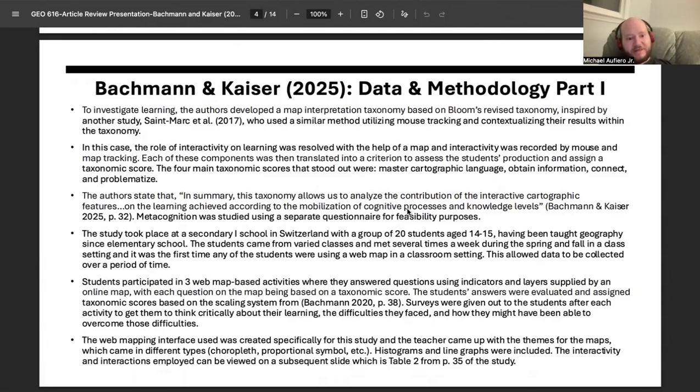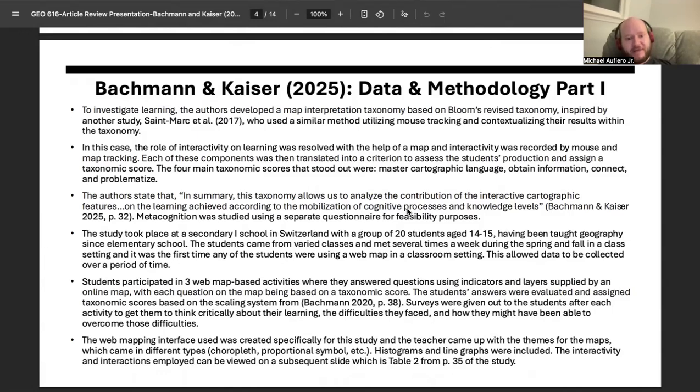So this study took place at a secondary one school in Switzerland with a group of 20 students aged 14 to 15, having been taught geography since elementary school. The students came from varied classes and met several times a week during the spring and fall in a class setting, and it was the first time any students ever used a web map in a classroom setting, so this allowed data to be collected over a period of time.